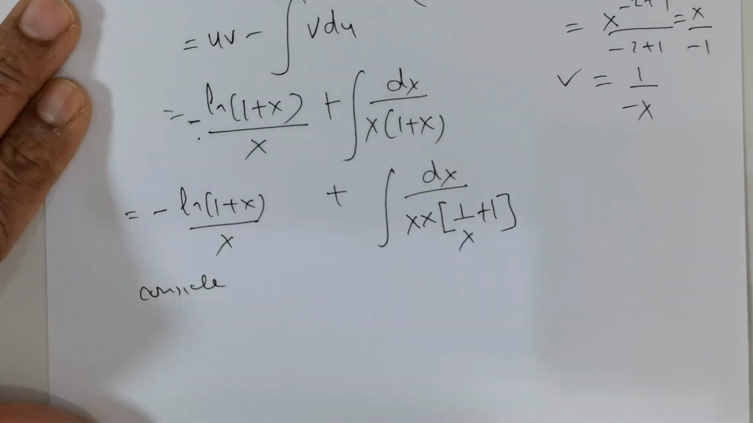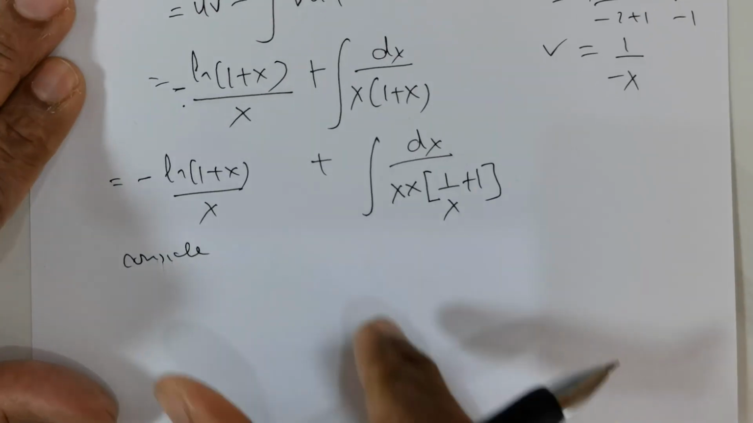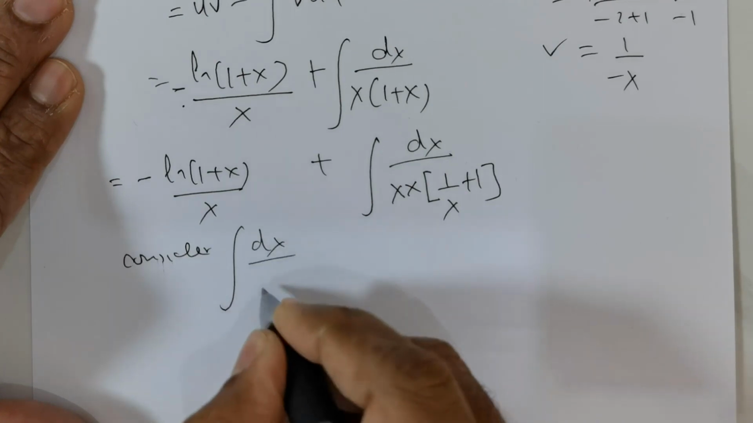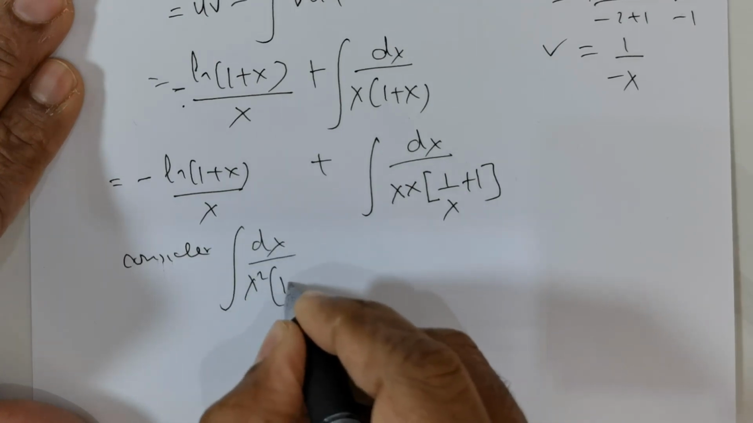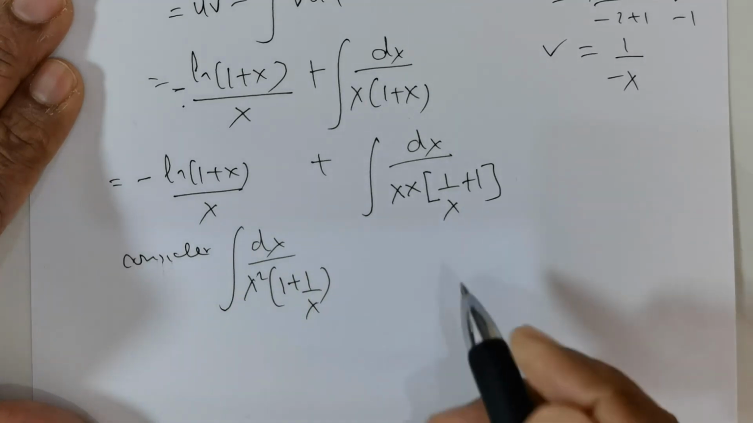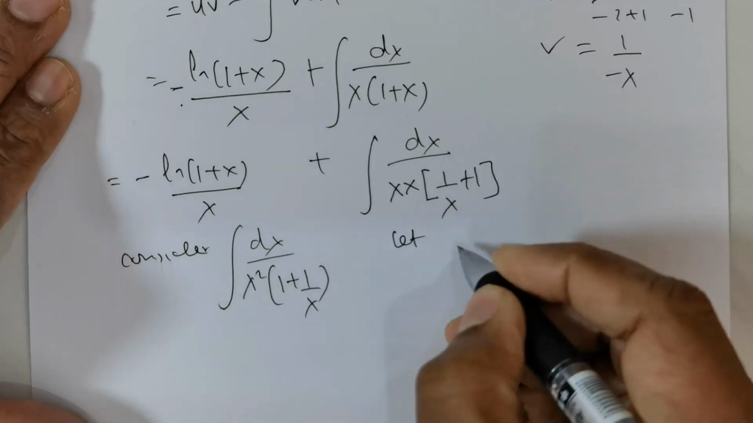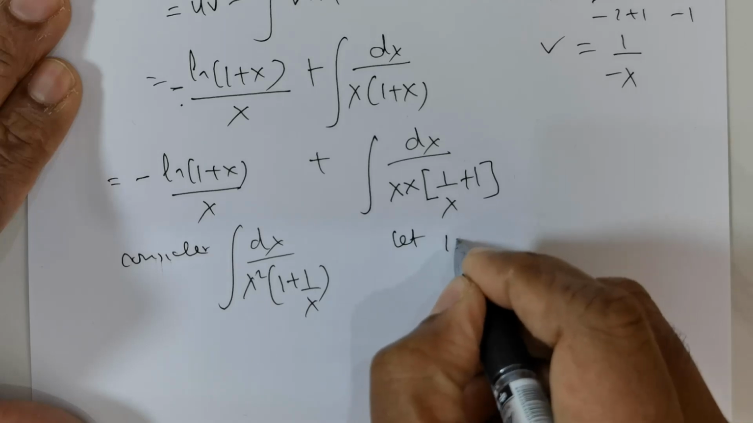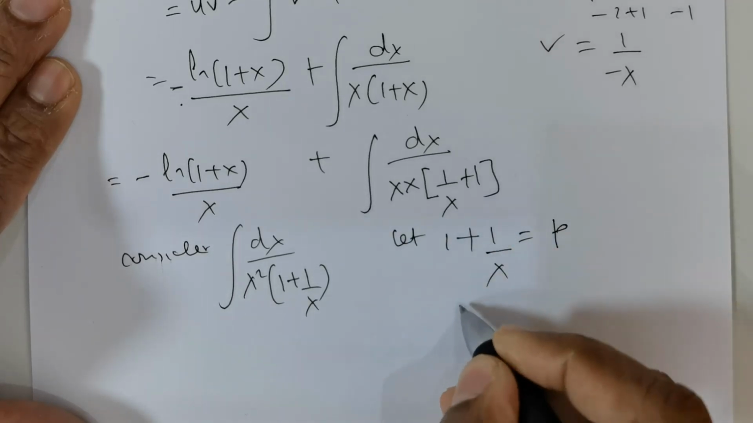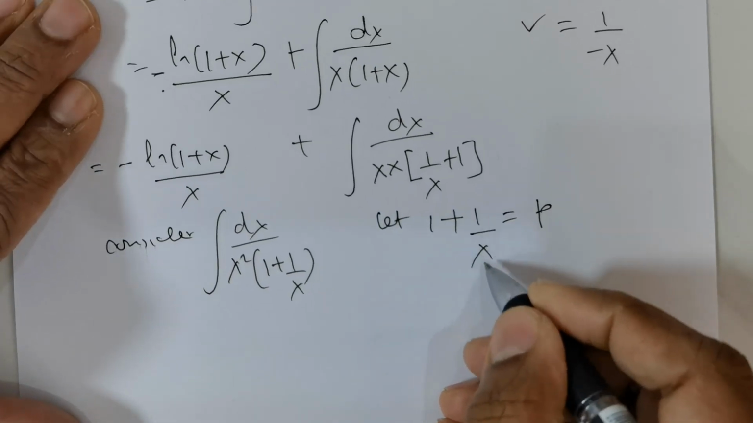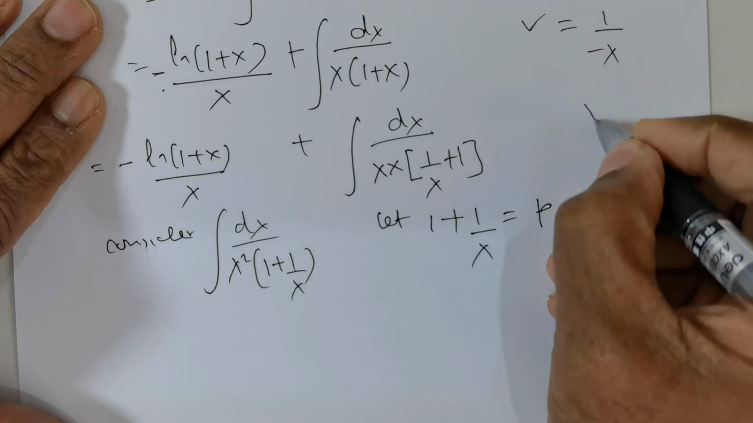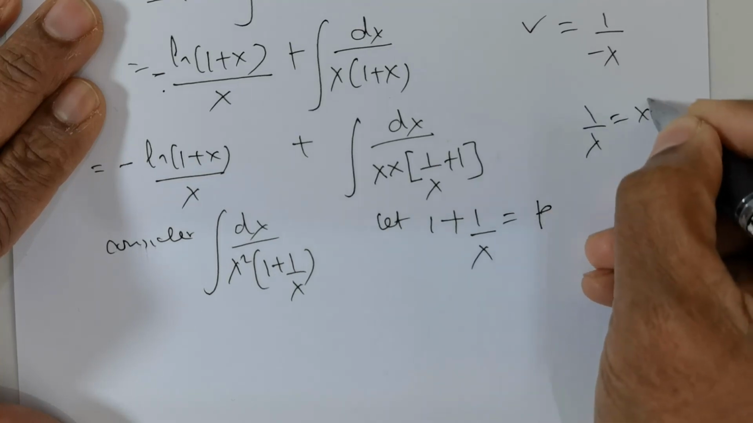So instead of placing in all the steps subsequently, which would be time consuming, I just consider this: the integral of dx over x squared times (1 + 1 over x). Okay, so let me take the substitution. Let 1 + 1 over x be equal to some p. If you differentiate 1, you get 0. Differentiating the other term, actually it is 1 over x, right? So I can write it as x raised to the power of negative 1.